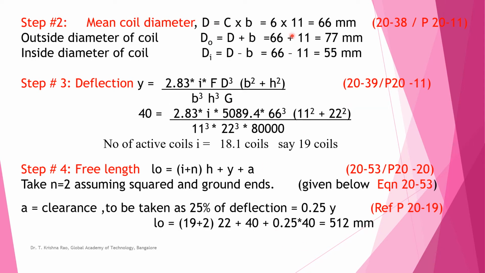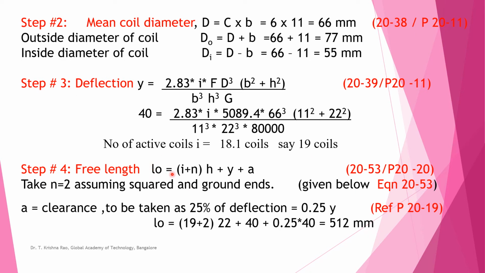Then main coil diameter, same, C into B. Outside diameter of the coil, D plus B. Inside diameter of the coil, D minus B. So we get these three values. Then the deflection equation for rectangular cross section is different. In page number 20-11, 20-39, for rectangular cross section, 2.83 I F D cube into (B square plus H square) by B cube H cube into G. We know all the values except I. The deflection is given. We can find out the number of coils I. I is coming as 18.1, say 19 coils.